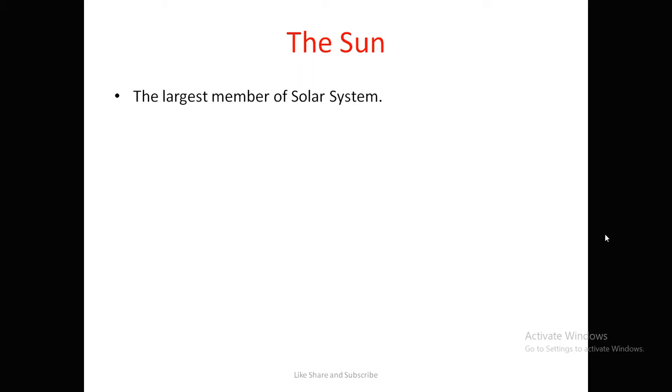Without the sun there is no solar system. As the sun is there and there are some gravitational forces, definitely we have some planets, out of which Earth is one. So the main member of the solar system is the sun, and we are one of the members of the solar system.